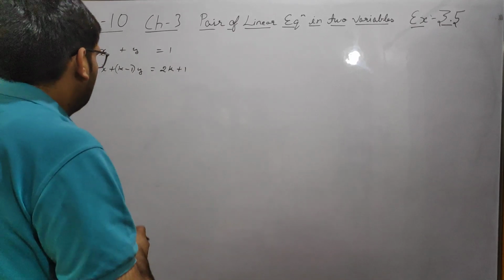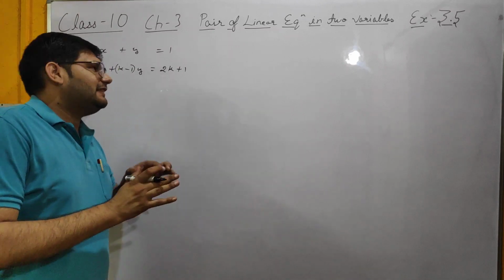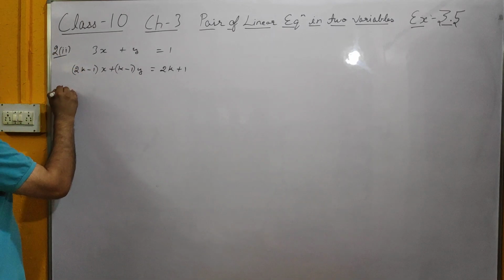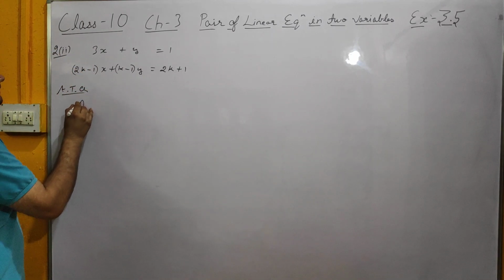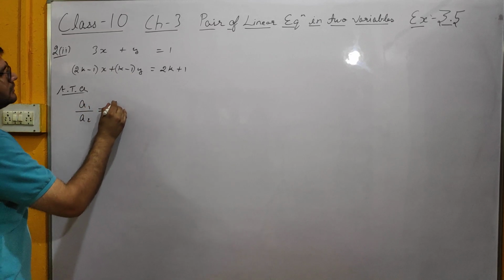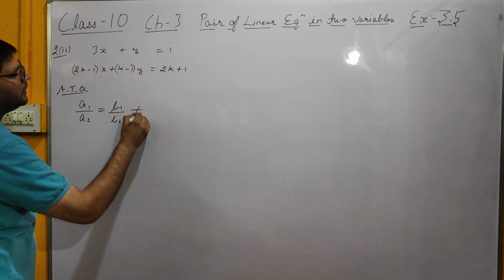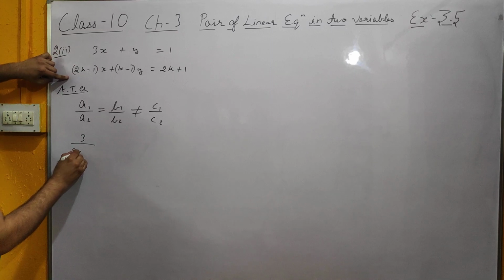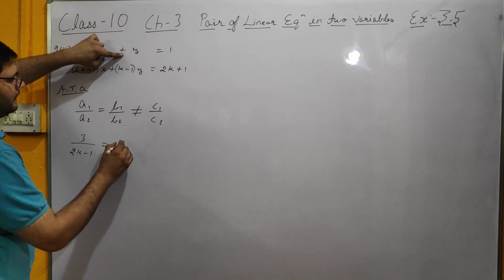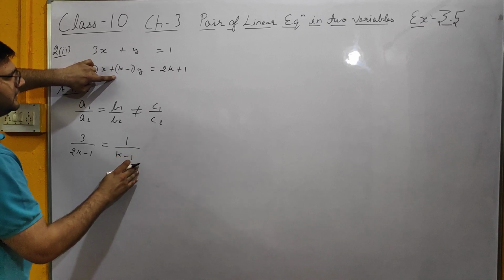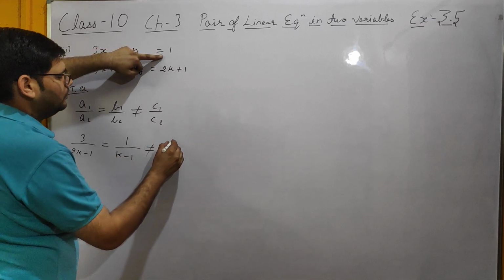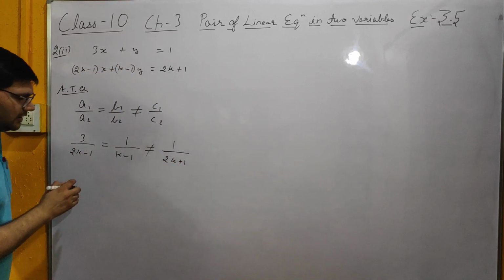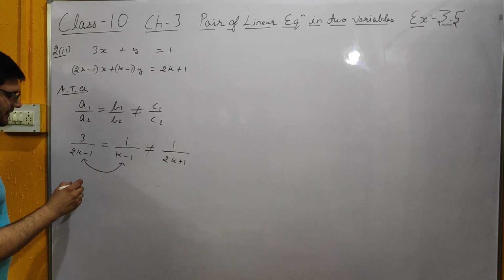In the second part, question number 2, it is given that these two equations have no solution. So according to the question, no solution means a1 by a2 is equal to b1 by b2, but it is not equal to c1 by c2. So this is 3 by 2k minus 1 equals 1 by k minus 1, but it is not equal to 1 by 2k plus 1. So we need to find out the value of k now. We will equate them and then let's see what happens.